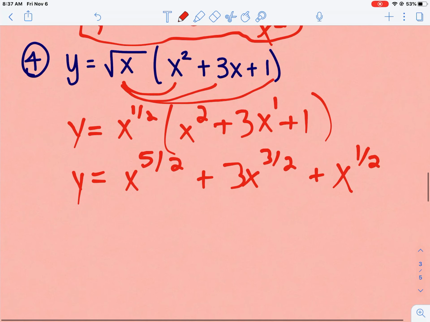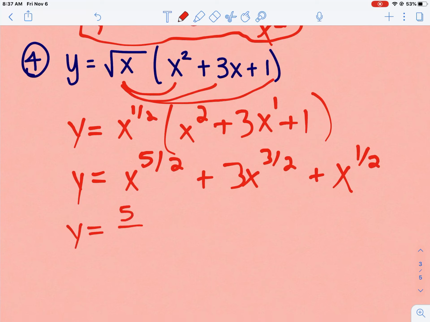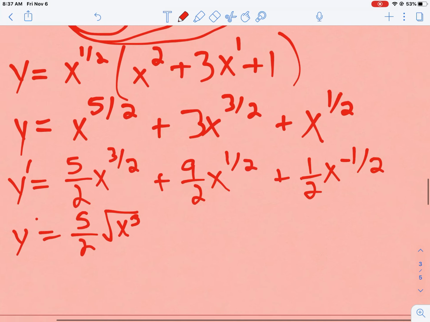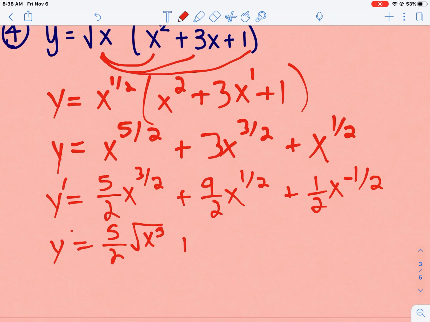Then we're going to take derivatives again. We get 5/2 x to the 3/2 plus 9/2 x to the 1/2 plus 1/2 x to the negative 1/2. Clean this up, my apologies. This is y prime right there. So we have 5/2 the square root of x cubed plus 9/2 square root of x plus 1/2, and on the bottom, x to the 1/2.